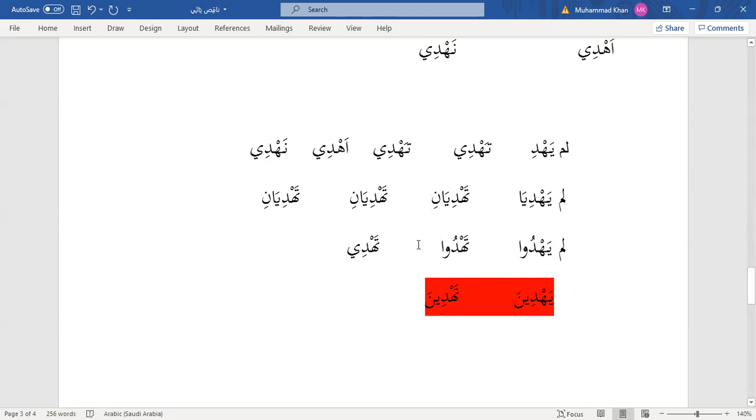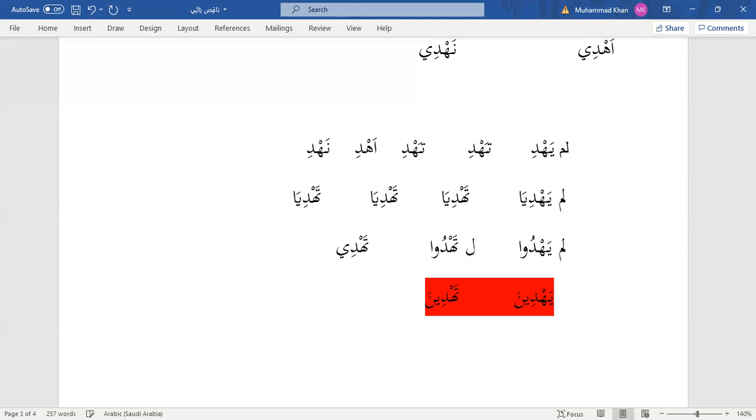Whereas here we will only drop it, and that's it. And here, this one gets dropped, and this one gets dropped here, and that's it. So lam yahdi, lam tahdi, lam tahdi, lam ahdi, lam nahdi, lam yahdiya, lam tahdiya, lam yahdu, lam tahdu. And then we have lam tahdi and lam yahdina. Lam tahdina. Yeah, and these two will not change.